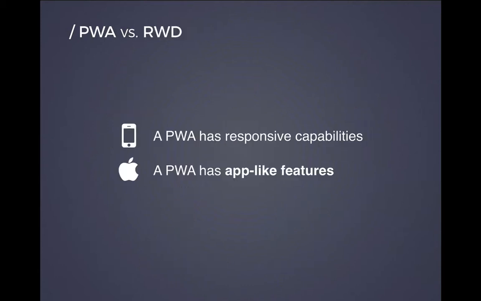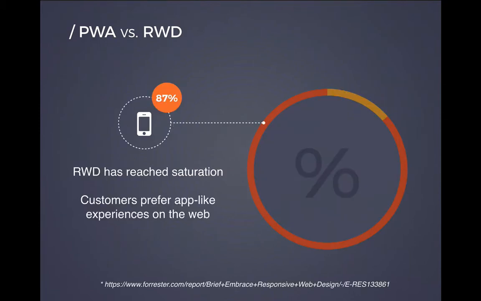But how is that different from responsive web design? We all know what responsive web design is. We take the same code and information and rearrange it to fit on smaller screens. A progressive web app has responsive capabilities in the sense that it can adapt to different screen sizes, but its unique value proposition are the features that make it app-like.